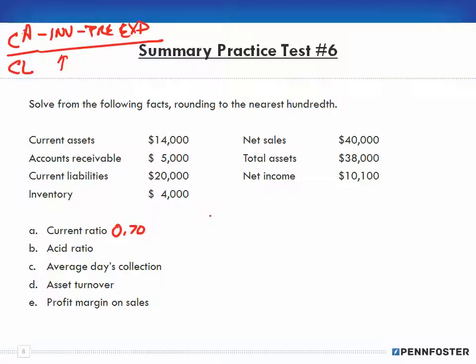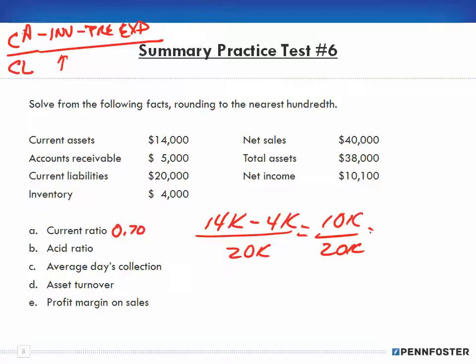So if you have current assets of 14,000 and we have inventory, we subtract out 4,000 for the inventory. And do we have prepaid? No, we don't have any prepaid expenses here. So that all goes over my current liabilities of 20,000. So I have 10,000 over 20,000, and that's 0.5. So my asset test ratio is 0.50.